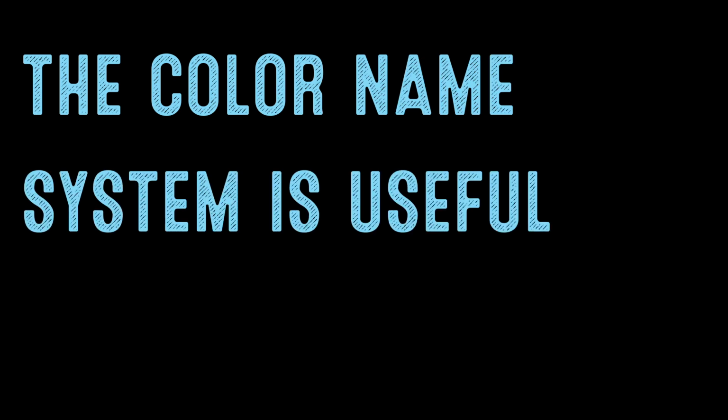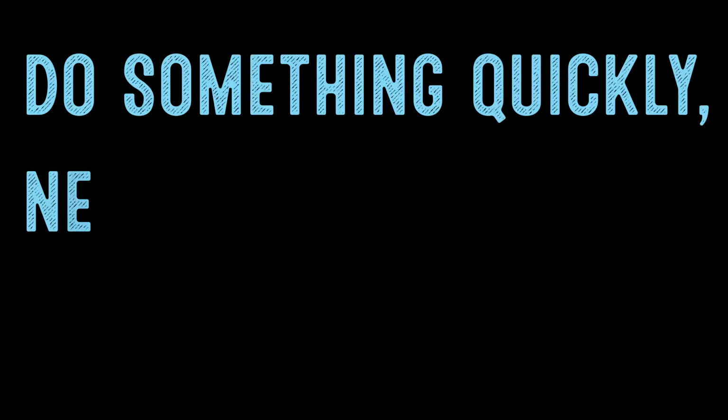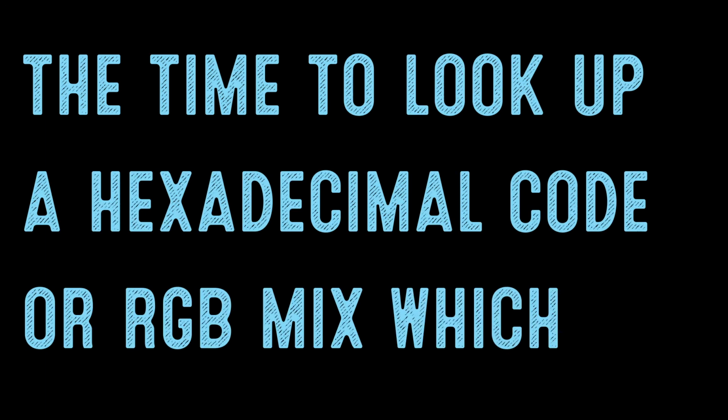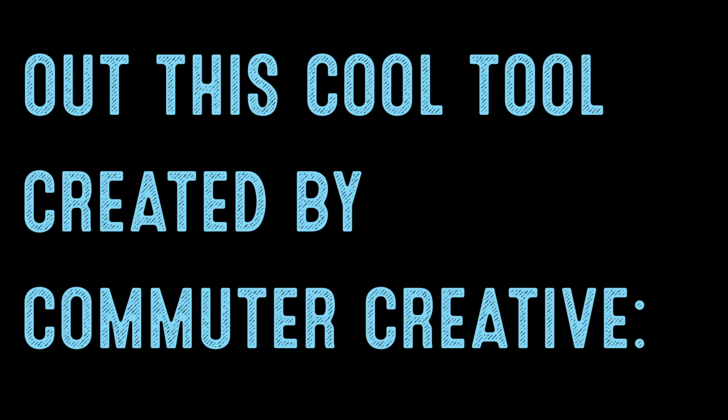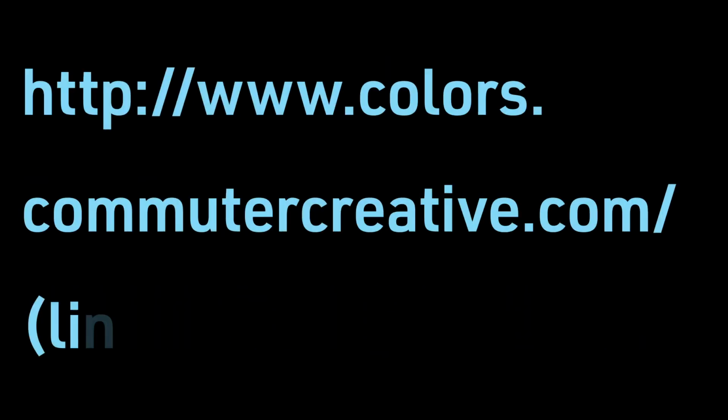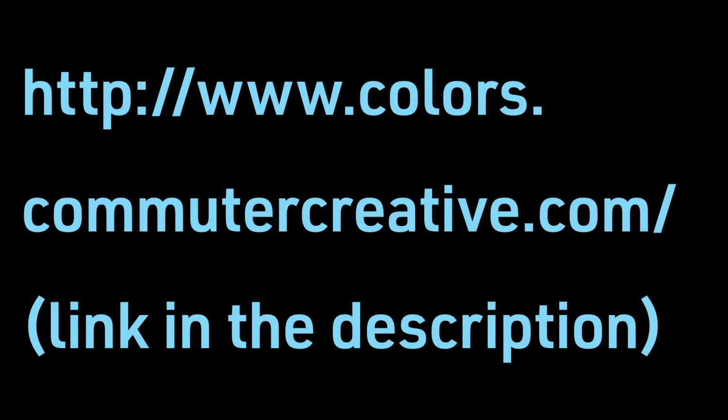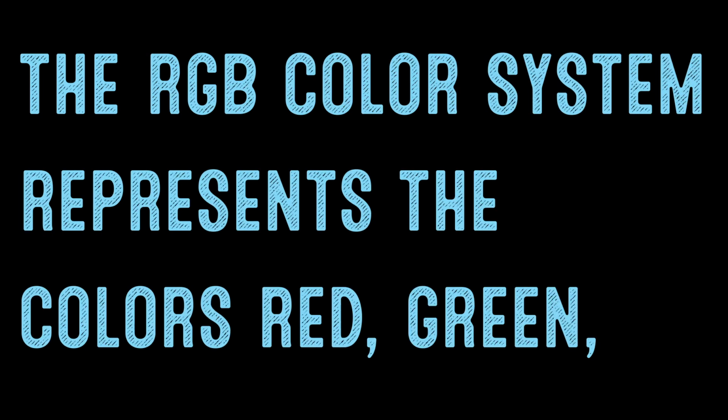The color name system is useful when you are trying to do something quickly, need a basic color, and do not have the time to look up a hexadecimal code or RGB mix, which will be discussed next. To see all 147 colors, check out this cool tool created by Commuter Creative at http://www.colors.commutercreative.com.